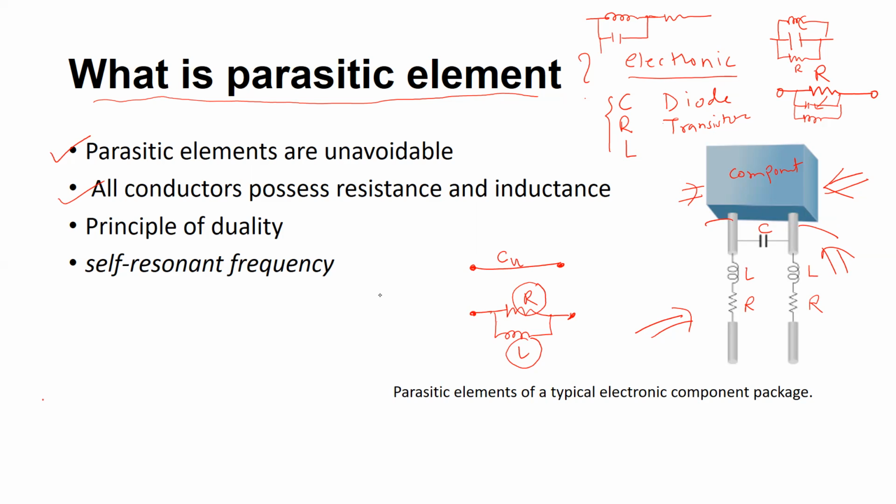Since you have the principle of duality, if there is a parasitic capacitance, you are likely to have inductance, and vice versa. If there is an inductance, you are likely to have a capacitance. If there is a capacitance as a parasitic, you are likely to have inductance as a parasitic. So that's the principle of duality.